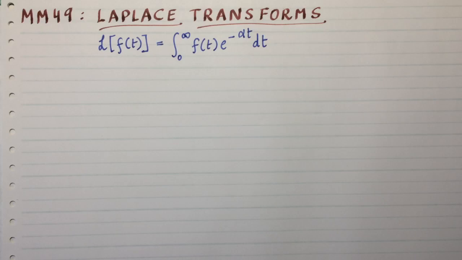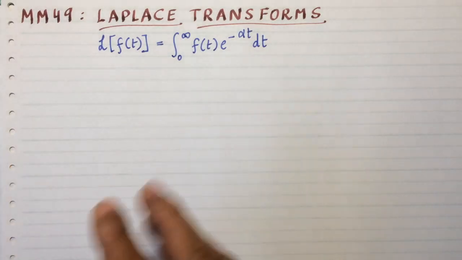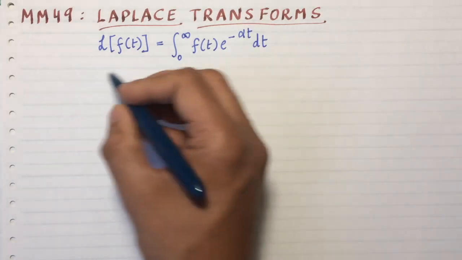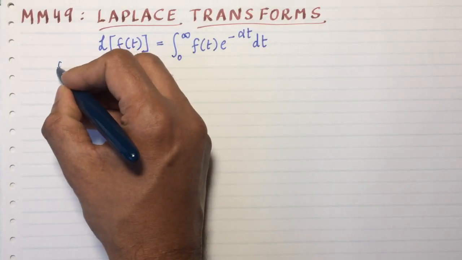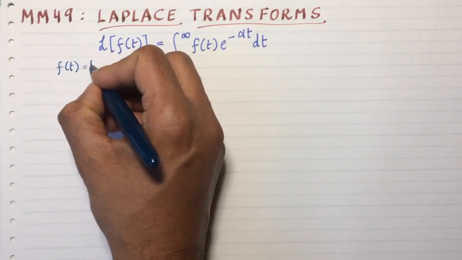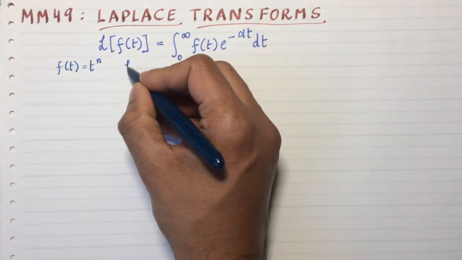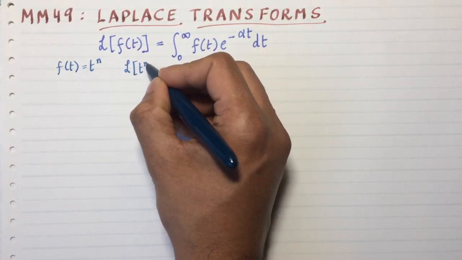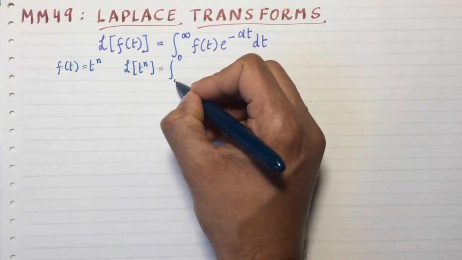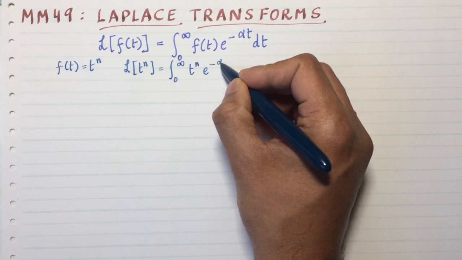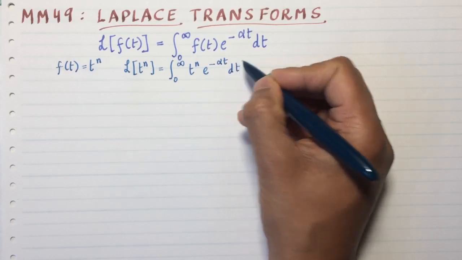So, as an example of finding the Laplace transform of some functions, let us try finding the Laplace transform of t to the power n. In other words, let f of t be equal to t to the power n. Then L of t to the power n is going to be the integral from 0 to infinity t to the power n e to the minus alpha t dt.